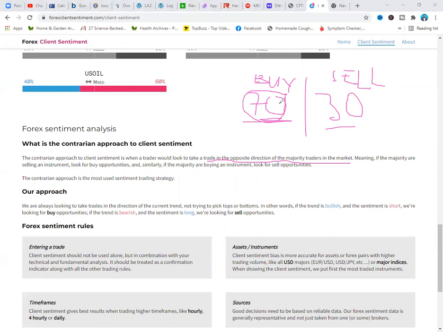So it means instead of joining the majority, you will join the minority. So you will sell. Because once you buy Euro USD, it means you are joining the majority. But the rule here says that you join the minority, so you have to sell. Now we'll come to understand why they are saying that. Is that okay? Good. Let's continue with the notes.